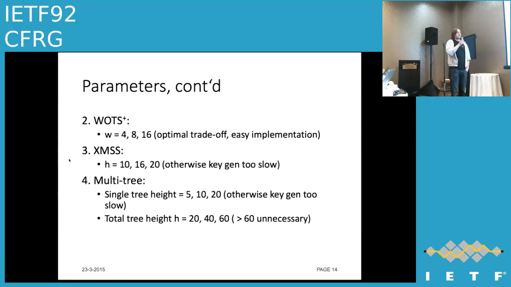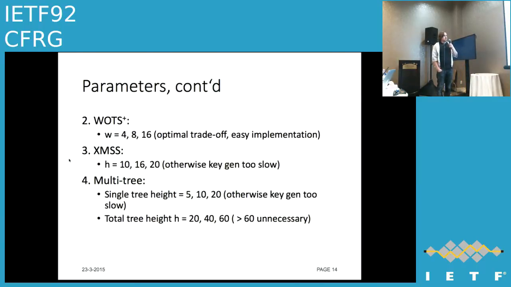For our parameters, we limited W to be 4, 8, or 16. The reason is, on the one hand, these are powers of 2, which allow for an easier implementation, and these values give you kind of the optimal trade-offs. So lower values are simply less efficient in terms of speed and size, and bigger values will not reduce your signature size significantly, but you pay a lot in terms of speed.